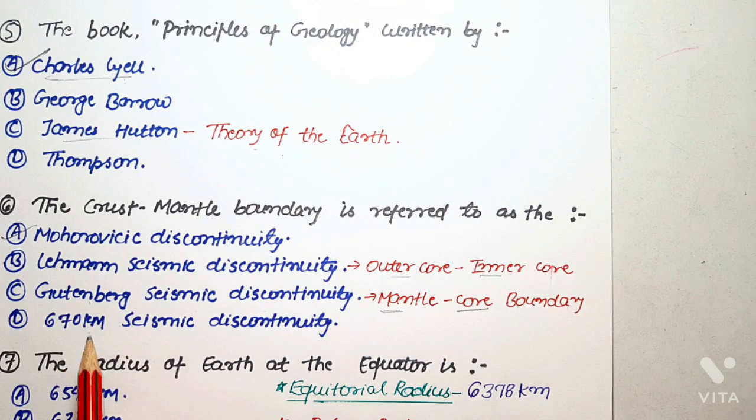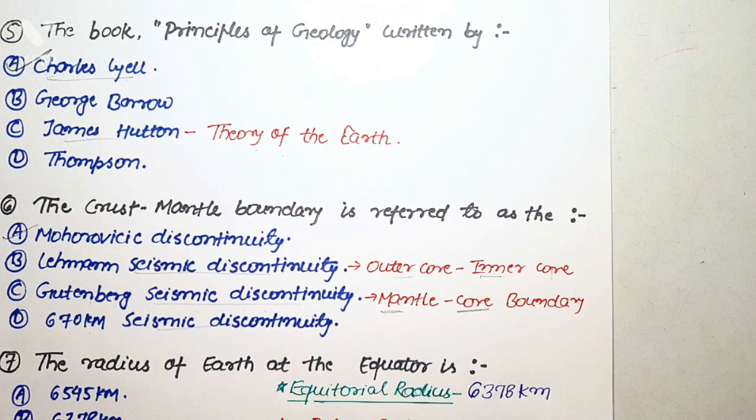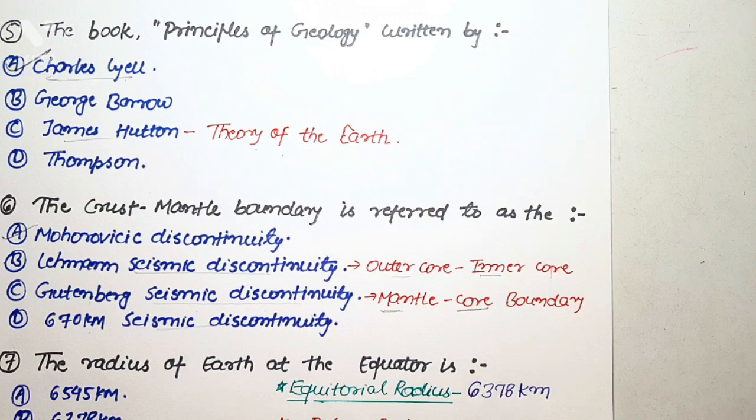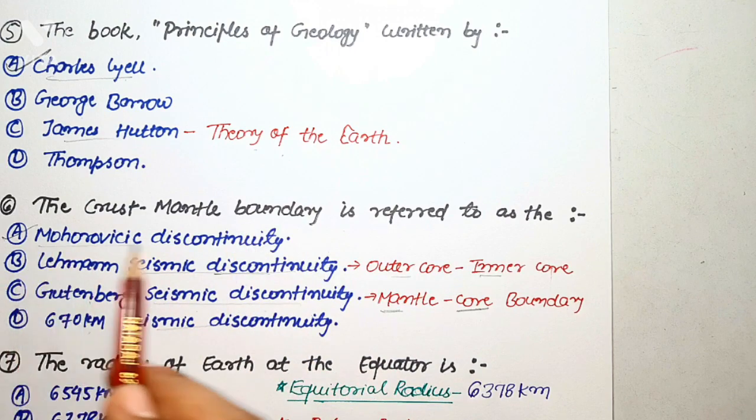At the 670 km seismic discontinuity, the coordination of Si in mantle silicates changes from the familiar fourfold to sixfold. These are known as seismic discontinuities, because at these boundaries the velocity of seismic waves changes, either increases or decreases. That's why these are known as discontinuities. So as far as the crust-mantle boundary is concerned, this is Mohorovičić discontinuity.